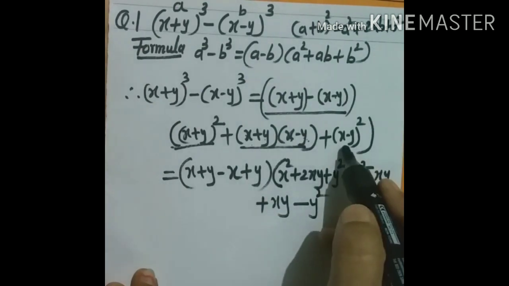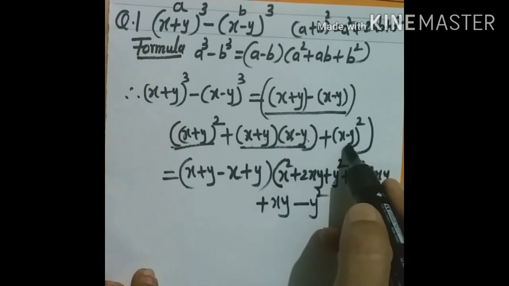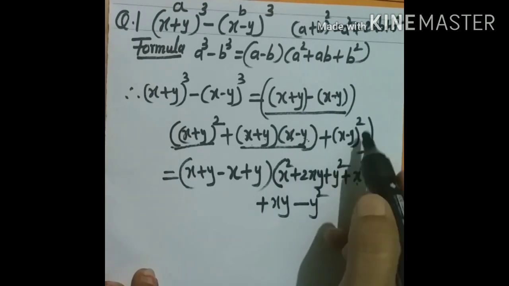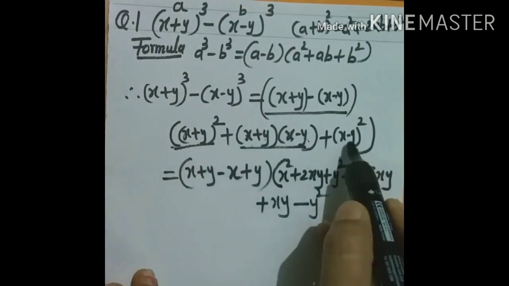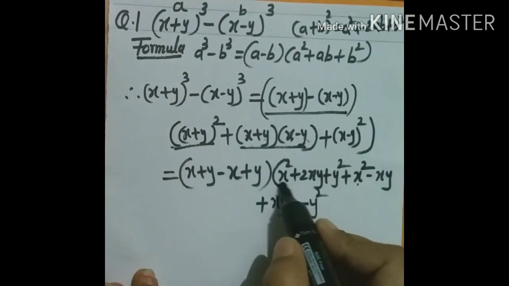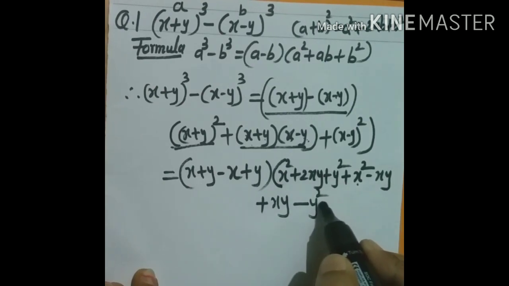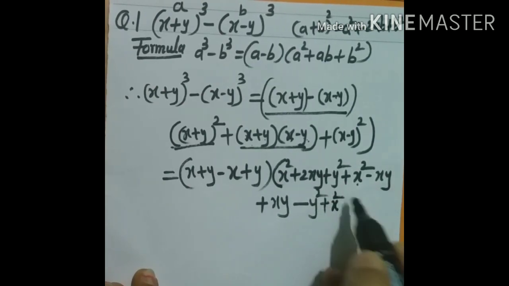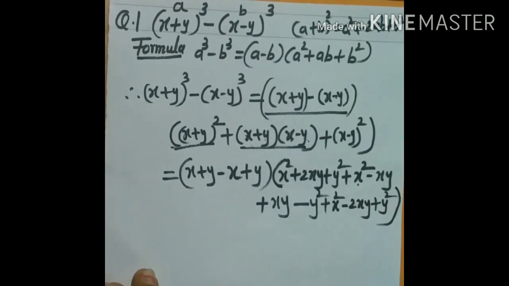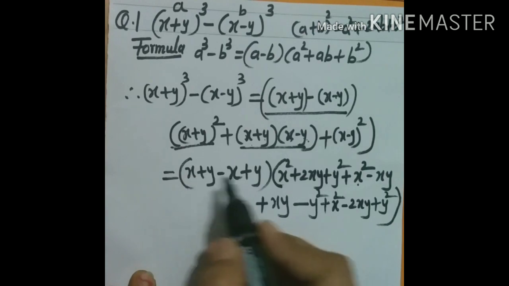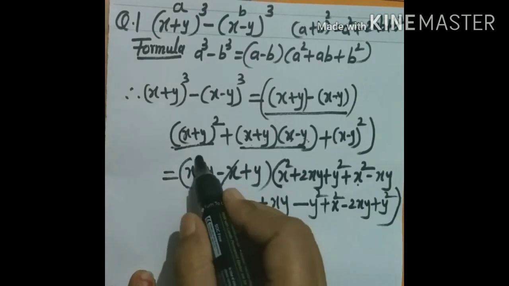Now again, children, here we have to use a formula. Which formula will we use here? The (a minus b) whole square formula. Same, children, the expansion is the same, only the sign will change. So by seeing this we will write here plus x square minus 2xy plus y square, close the bracket. Now here, children, we have to eliminate some terms. Okay. Plus x minus x get cancelled, children.